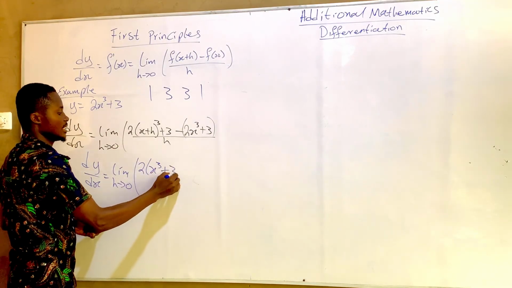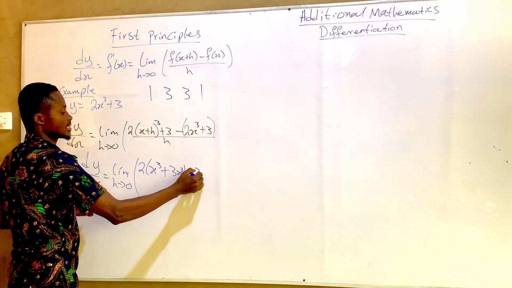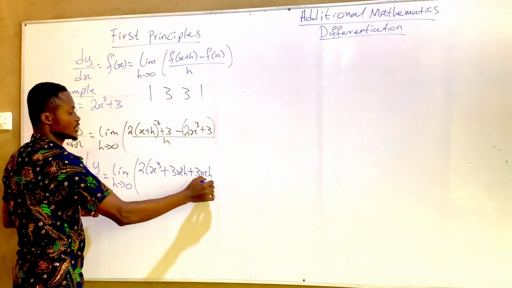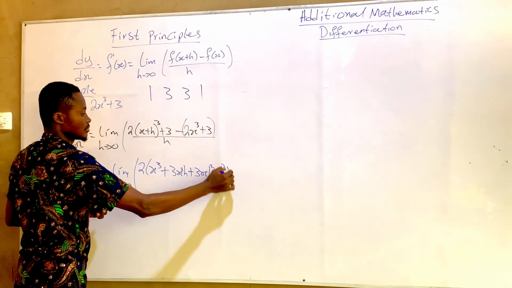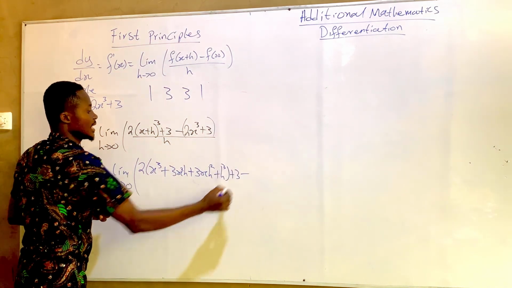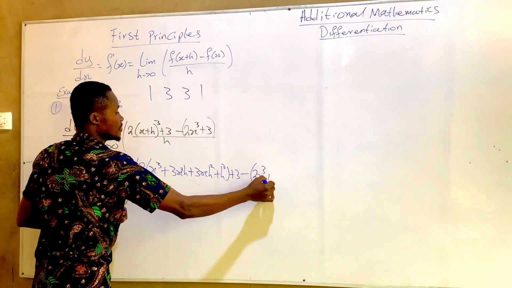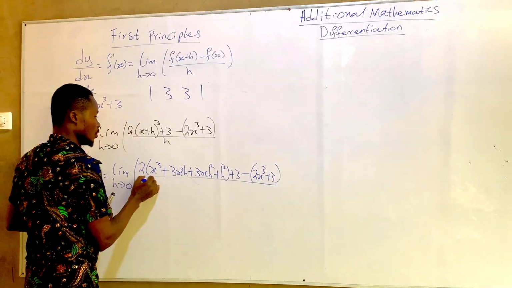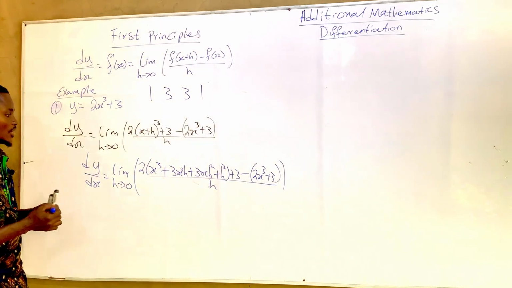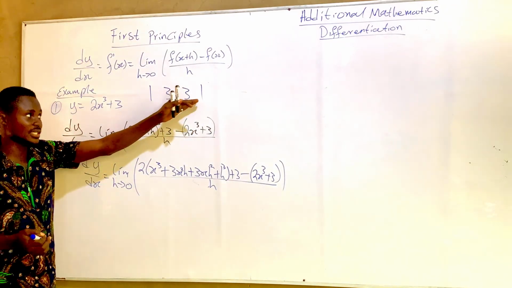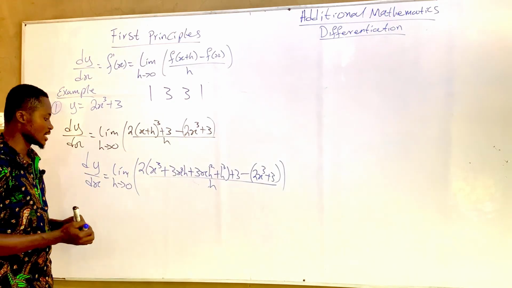plus 3x squared h plus 3xh squared plus h cubed, plus 3 minus 2x cubed plus 3, all over h. Now, after you are done with the expansion using this Pascal triangle, the next thing you are supposed to do is to expand this bracket over here.